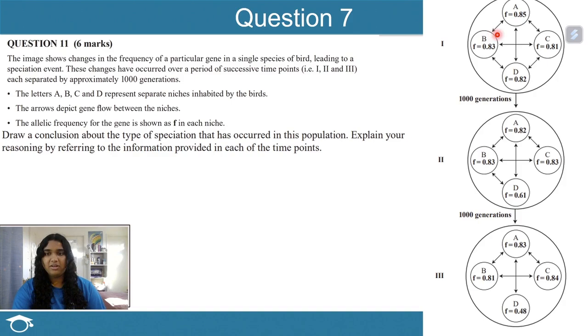So you've got time point 1, 2, and 3, each separated by approximately 1,000 generations. The letters A, B, C, and D represent separate niches inhabited by the birds, and the arrows depict the gene flow between each of its niches. The allelic frequency for the gene is shown as F in each of these niches right here. Draw a conclusion about the type of speciation that has occurred in this population. Explain your reasoning by referring to the information provided in each of the time points.